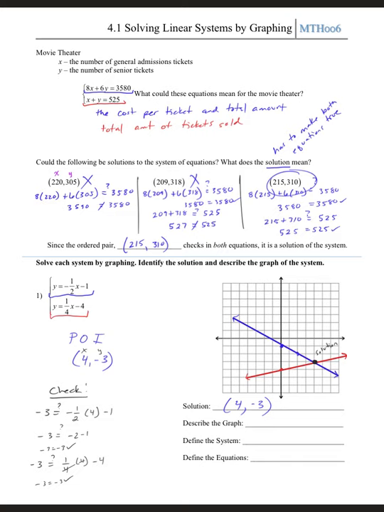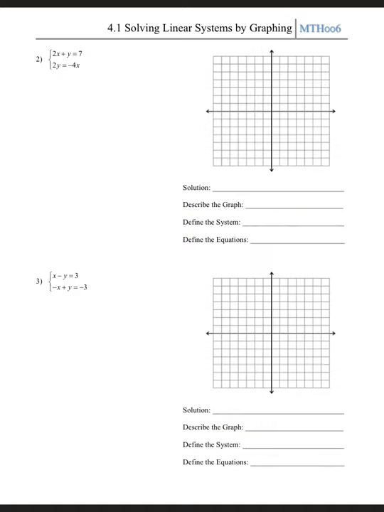Now the next thing it says is describe the graph. So looking at the graph, we could say that this is a picture of two intersecting lines. We're just describing what it looks like. Now, these other two things that we have here, where it says define the system and define the equations, we will come back to that because we're going to talk about some key vocabulary words that we're going to put there.